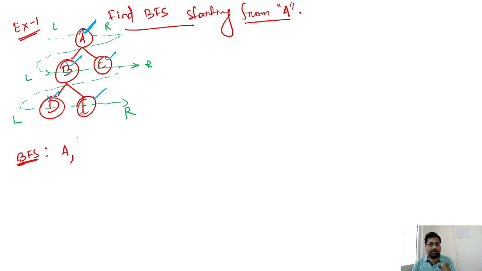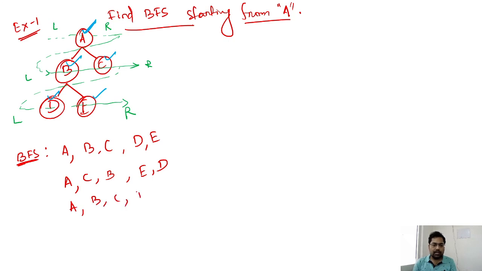A, since you started from A, you have two options. Either you can start with C or B, you can write B or C. Next is D, E, or E, D. Clear? There are many possible ways. Another possible way is B, C, E, D. And here you can say A, C, B, D, E. Clear? Four BFS are possible.